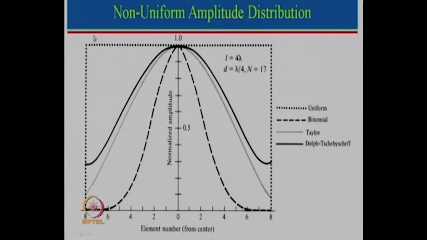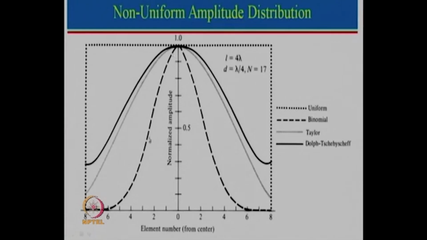So, now these are the two extreme cases, we have two in between cases here. We have a Taylor distribution which is shown like this here, just like a Taylor series, and this is the Dolph-Chebyshev distribution here, just like a Chebyshev filter which has an equiripple response. So, these are the different cases here.